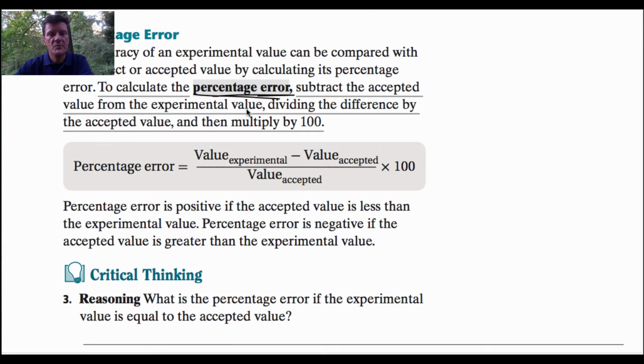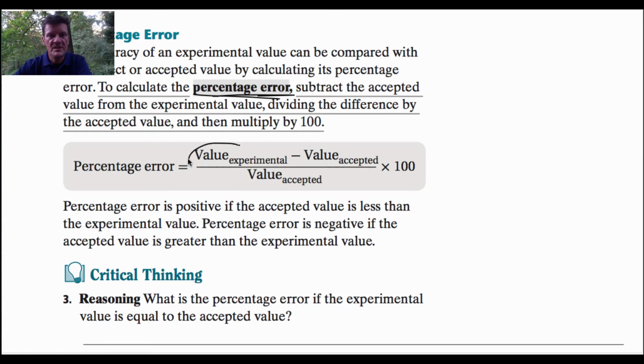And the other thing that we want to talk about here is percentage error. When we take a measurement, we're going to be off. It's going to happen. Okay, it's inevitable. But how off are we? Are we way off? Are we just slightly off? To figure out how much of an error you have, we calculate something called a percentage error.